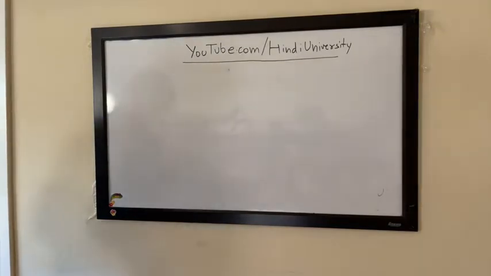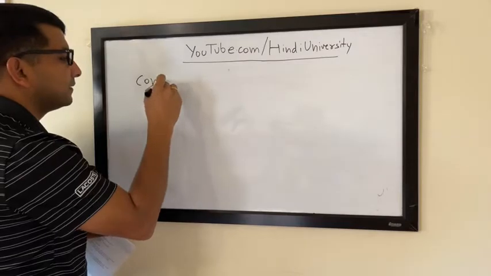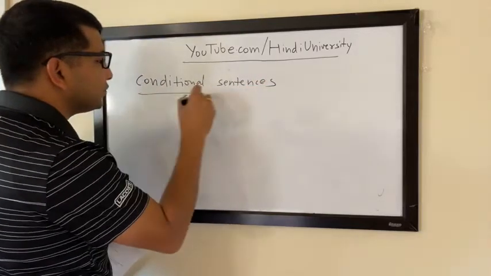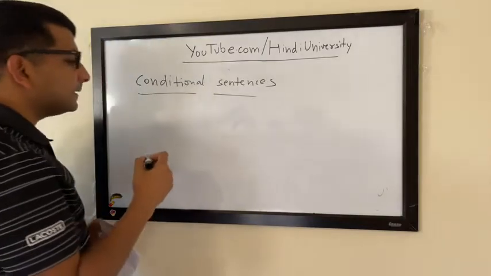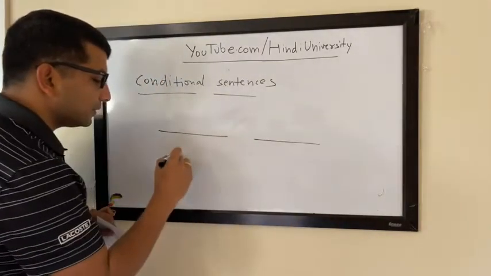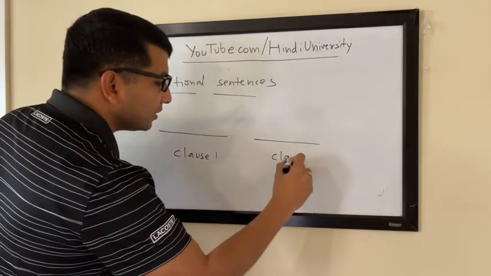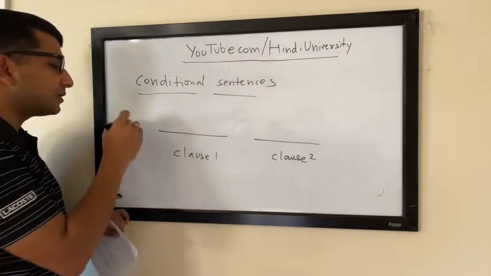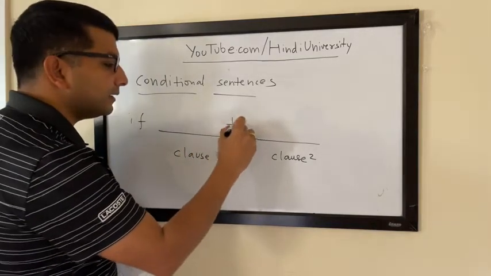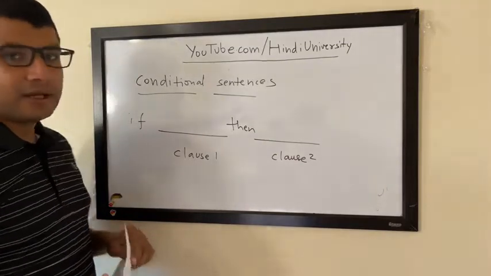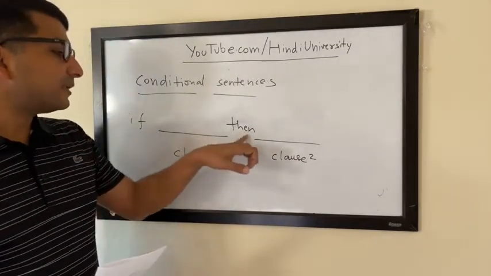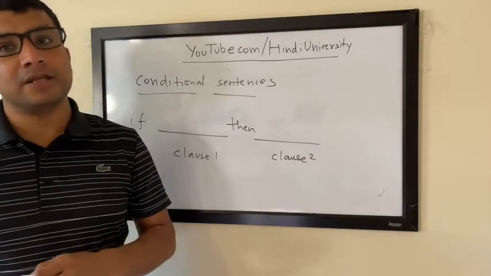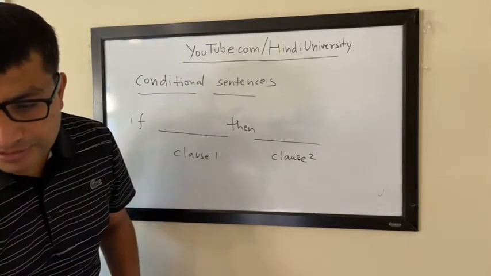Conditional sentences. As you know, just like in English, these are sentences where we have two clauses, clause one and clause two. You can have multiple clauses as well, but these are the two clauses which are joined together with some condition, okay? Something like, if this happens, then this will happen. Just like in English, if this were to happen, then that would be a possibility. There are multiple ways you make conditional sentences in English, and just like that, we have conditional sentences in Hindi as well.